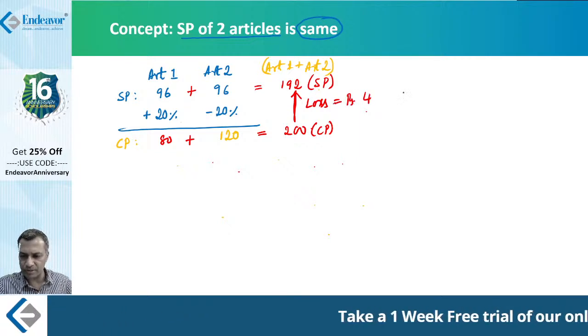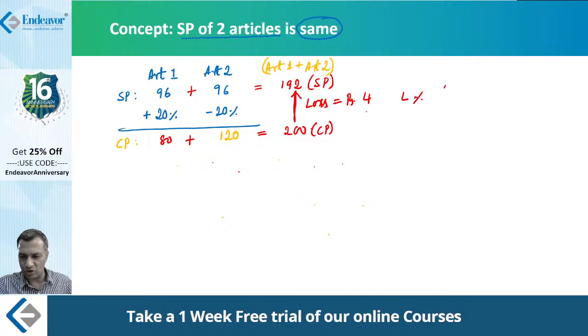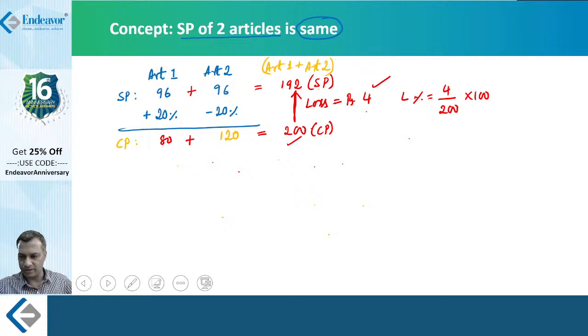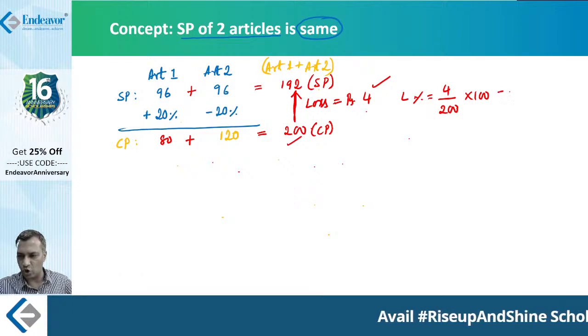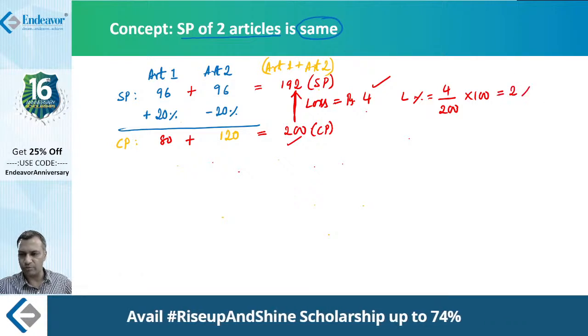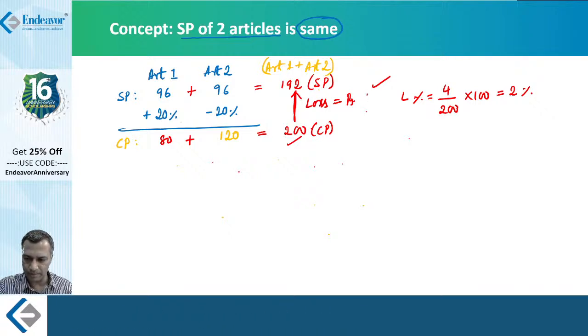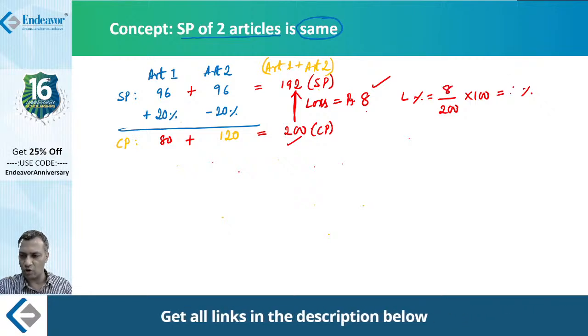Therefore, what is the loss percentage? Loss percentage is the loss amount divided by cost price, into 100. 4 rupees is the loss you made, on an investment of 200 rupees. You made 4 rupees upon 200. Therefore, upon 100, how much loss are you making? Sorry guys, there is a loss of 8 rupees here. So you are writing 8 here. Therefore, you made a loss of how much? 4%. Okay, 4% is the loss.